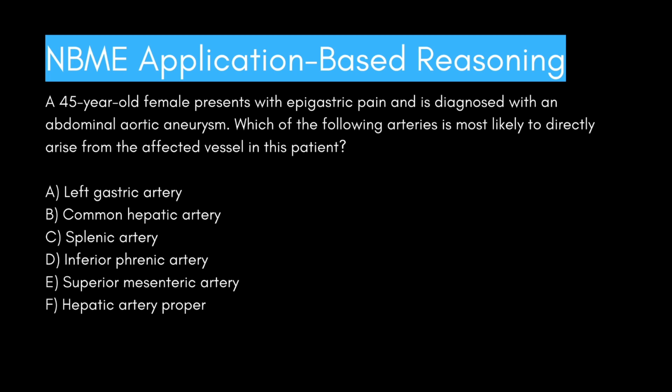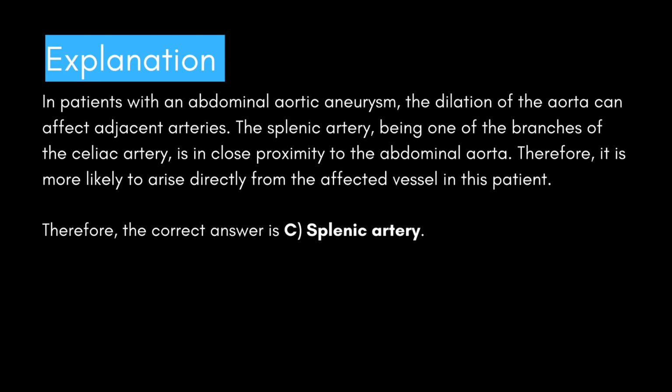Otherwise, moving on now. In patients with an abdominal aortic aneurysm, the dilation of the aorta can affect adjacent arteries. The splenic artery, being one of the branches of the celiac artery, is in close proximity to the abdominal aorta. Therefore, it is more likely to arise directly from the affected vessel in this patient. Therefore, the correct answer is C, splenic artery.